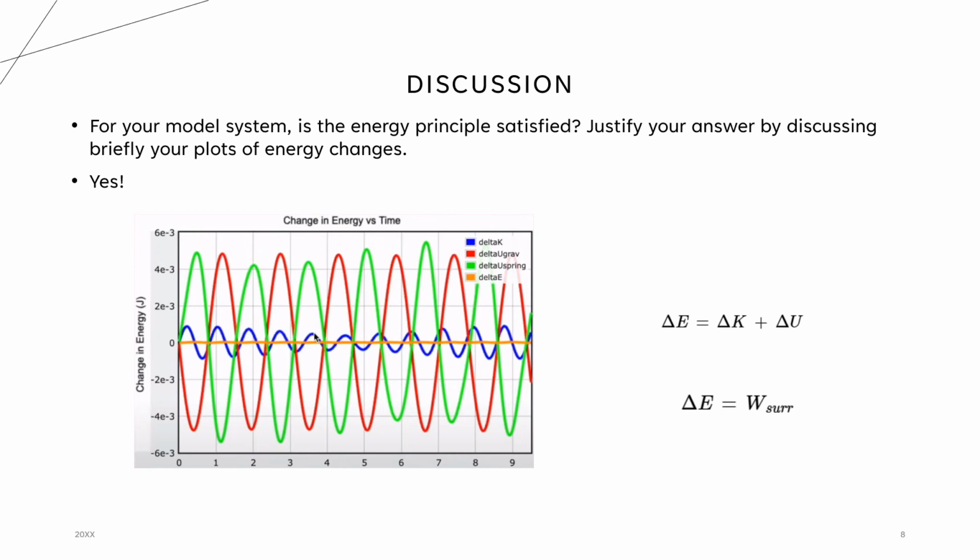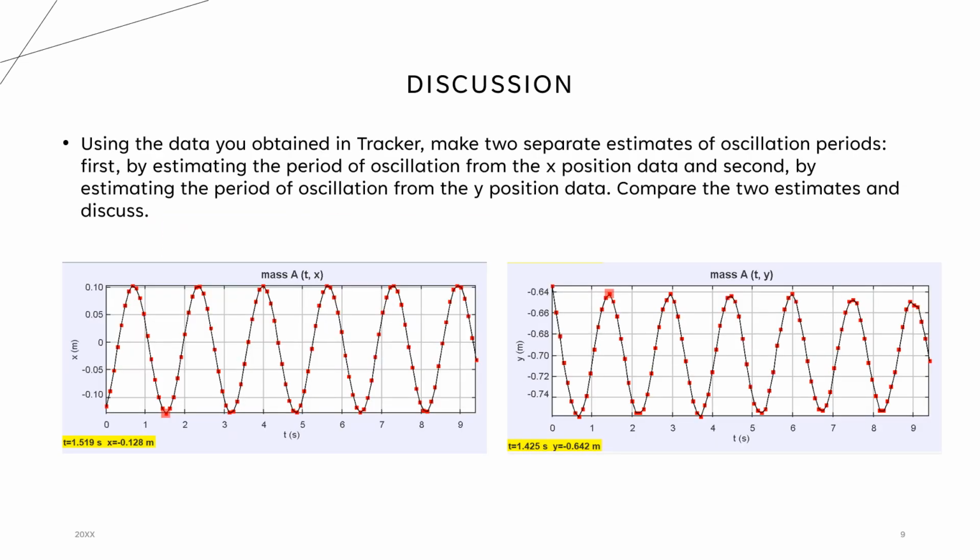on the system. So on the left, for the X position data, the oscillation period was 1.519 seconds, and on the right for the Y data, it was 1.425 seconds. Why are these different? It could be due to error in Tracker because I could have incorrectly determined the center of mass a few times. It also could be a lack of drag force being accounted for in this model.